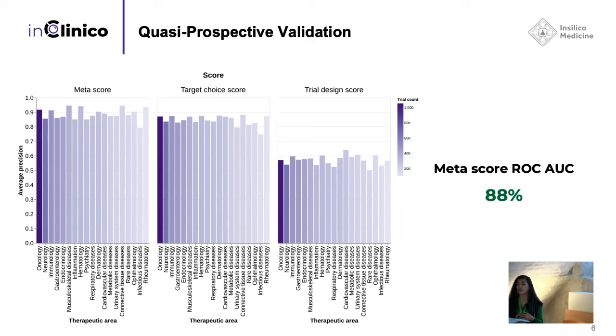So, back to the quasi-prospective validation. In this chart, we're trying to summarize the performance of models in different disease areas or therapeutic areas. What we discovered was that, as you can see here, the trial design score is scoring really low. It's pretty much because the feature doesn't have enough information compared to the target choice score. Then when we combine those two scores, the Metascore improved substantially, and the Metascore ROC AUC was even 0.9. So it actually improves on that.